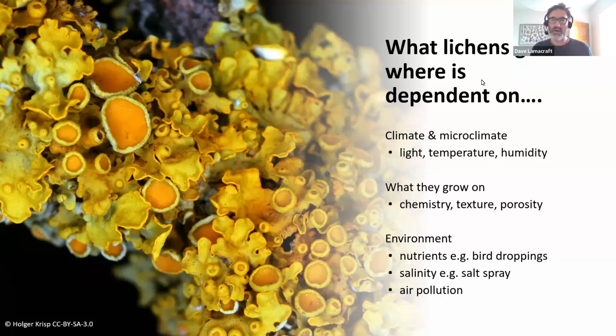So what lichens grow where? They don't just grow randomly around the country. They're very particular to certain conditions, and some of the key things that determine what grows where are the climate and the microclimate, especially things like light, temperature and humidity. So you'll get different species growing in the rainforest in the west of Britain than you do in the east, in the dry grasslands of the Brecks, for example.